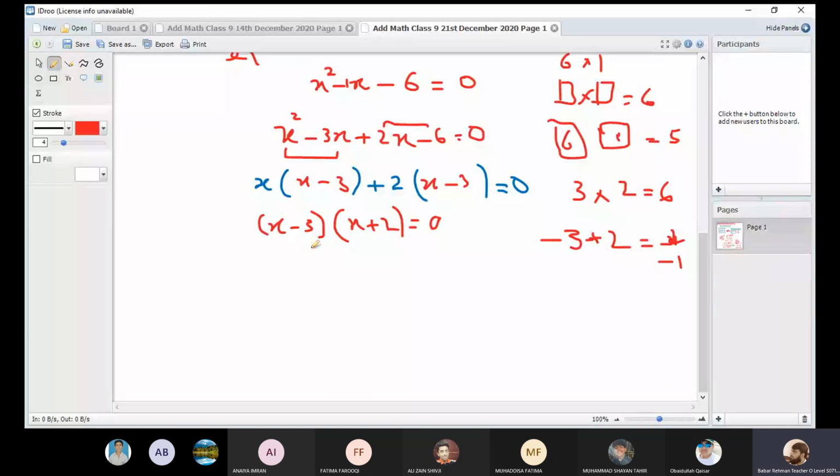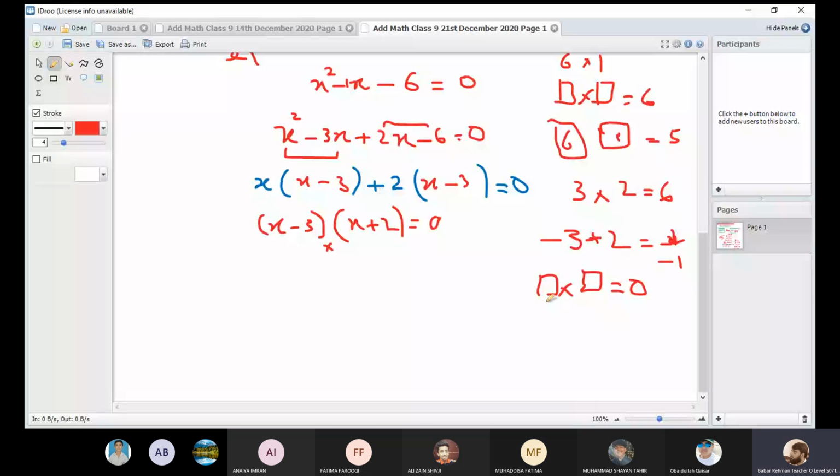Okay, look at this. These two expressions are multiplying each other, and the answer is 0. Can anybody tell me, if I want to get 0 by multiplying any two numbers, one number should be what, so that I can get 0? It should be 0. One number should be 0.